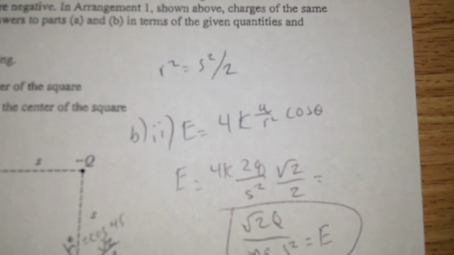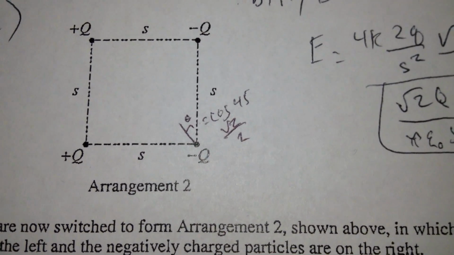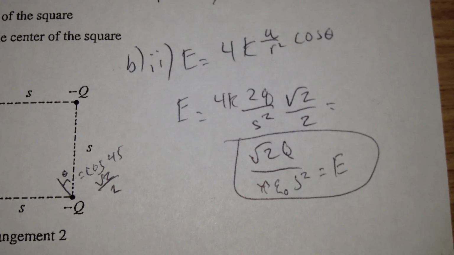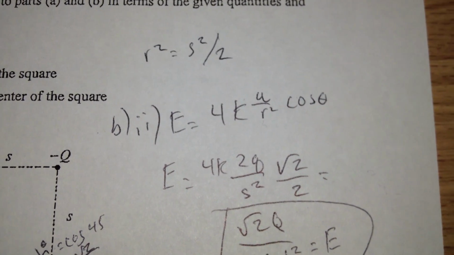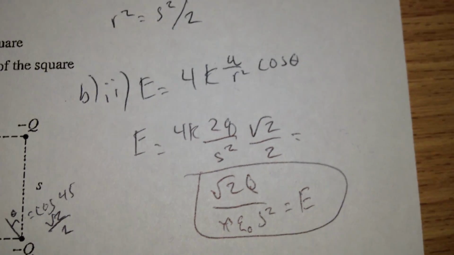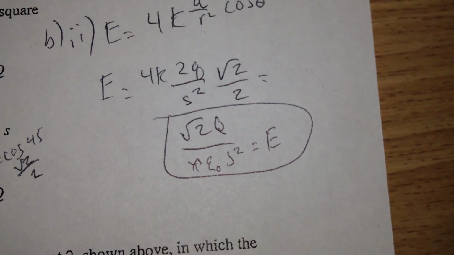And now the magnitude of the electric field at the center of the square. So what we did over here was R squared is equal to S squared over 2. We had E equals 4 charges times KQ over R squared cosine theta. And our angle here is 45 degrees, as shown. So we have E equals 4K times 2Q over S squared, because when you substitute that in for R squared, you have to bring the 2 to the top. And cosine of 45 is radical 2 over 2. And that gives you E equals radical 2 Q over pi epsilon S squared.